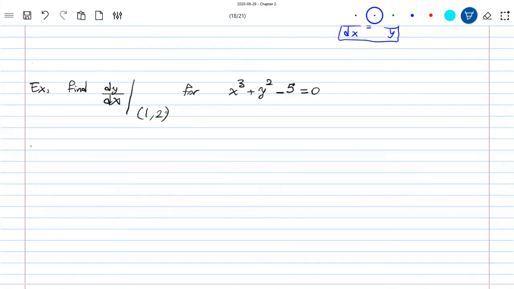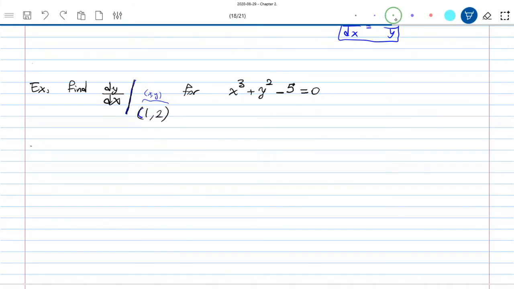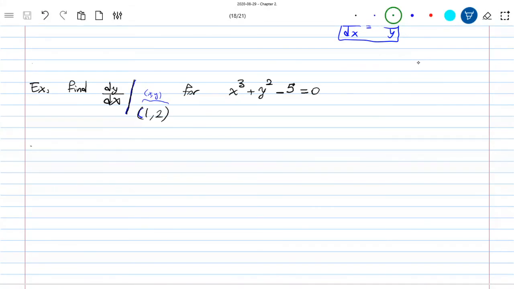Normally, if they want to say evaluate at the point, they draw this vertical line and say evaluate this derivative at the point 1 and 2. So this is the given x and y coordinate. Given 1 and 2, find the derivative dy over dx, and evaluate it at the point 1 and 2. So first, our first step is to calculate what is dy over dx. So I'm going to take a derivative of both sides of the equation.